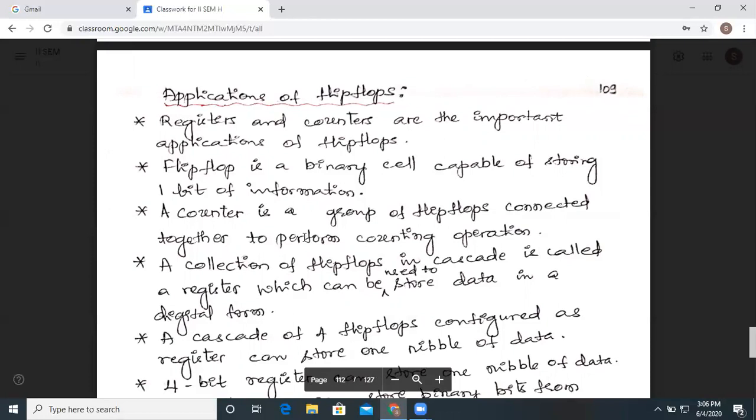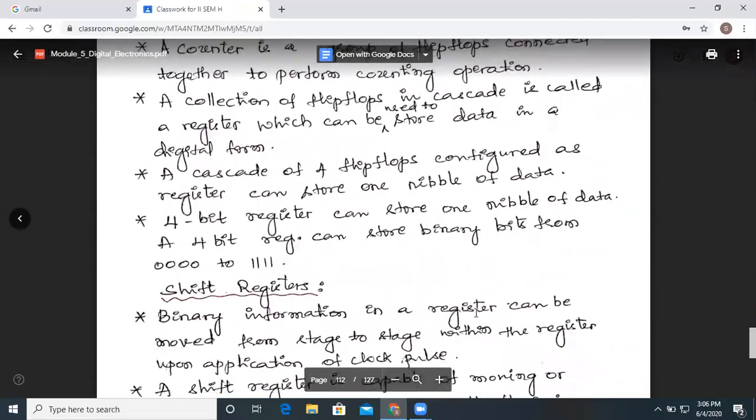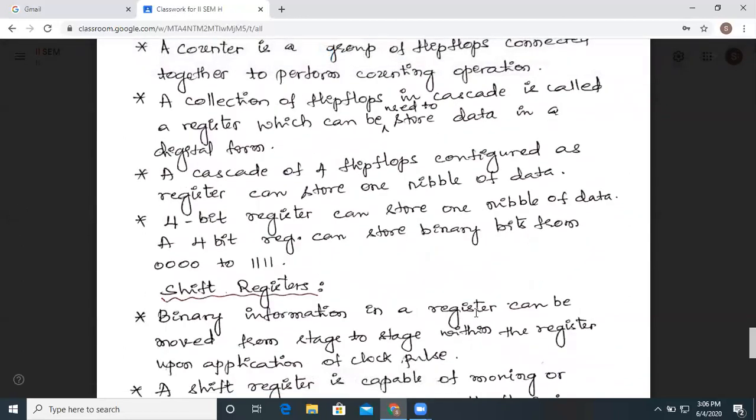So a counter is nothing but a group of flip-flops which are connected together. A shift register is also a group of flip-flops, but the way we connect is slightly different. A collection of flip-flops in cascade, we can call a register. It can be used to store information in digital form. Okay, so if there is a cascade of 4 flip-flops, it can store a nibble of information.